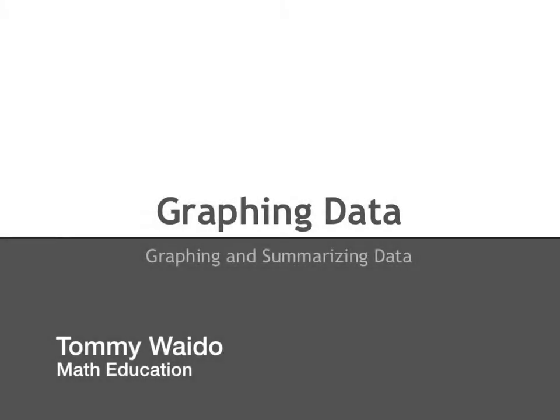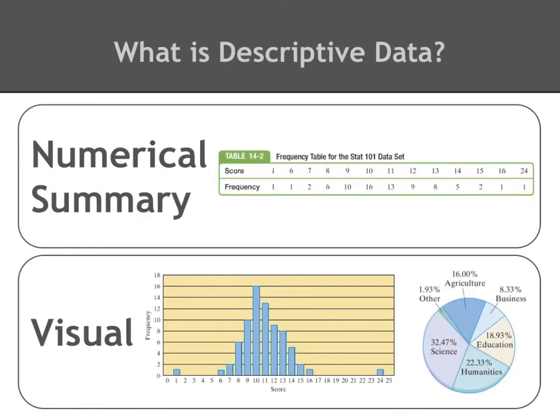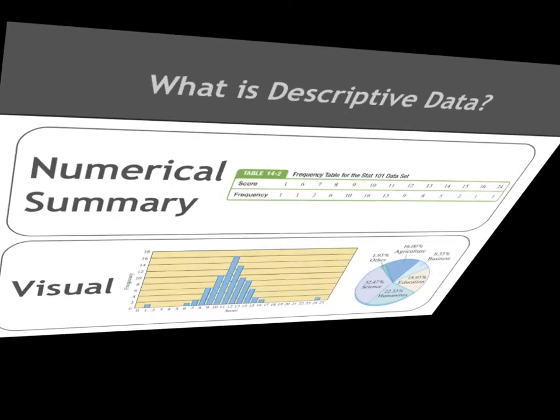This video is about graphing and summarizing data. There are two descriptive data forms. One form of descriptive data is a numerical summary, which is a snapshot of a data set that we commonly see as a data table. The other descriptive data is visual, which we frequently see as a bar graph or pie chart.